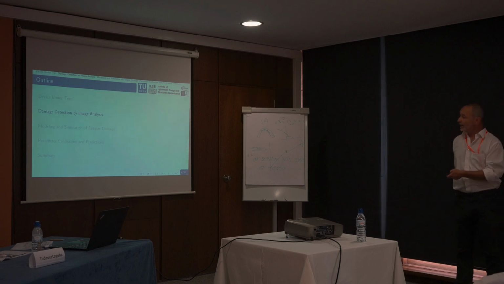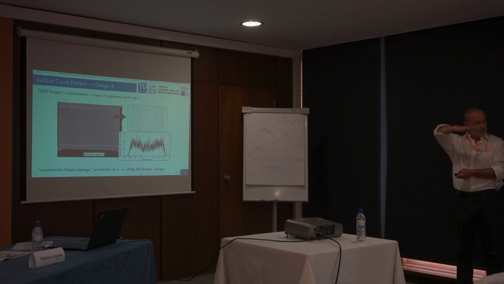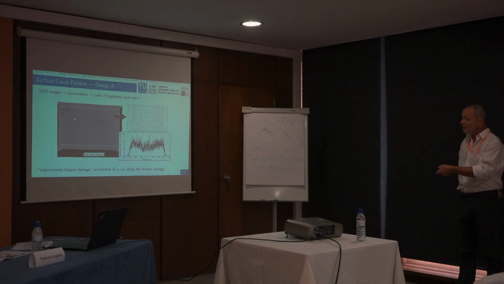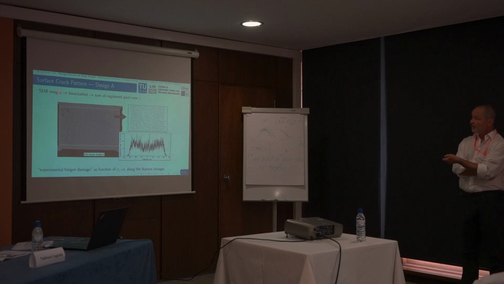So, damage detection by image analysis: we look on the top of the copper surface, and you see some damage crack pattern developing. That's an electron microscopy image. It's binarized, and that's the result of the binarization. And then we simply count along the coordinate C. On one pixel row, we just count the number of cracked particles or registered particles. And if you do this for every location, we get this pattern which looks like this.